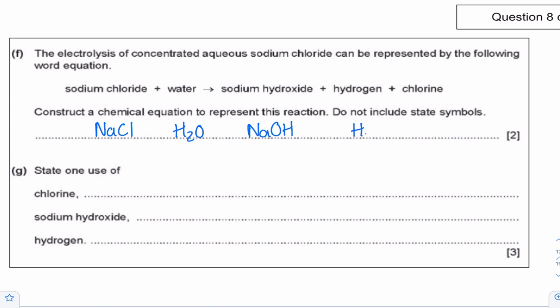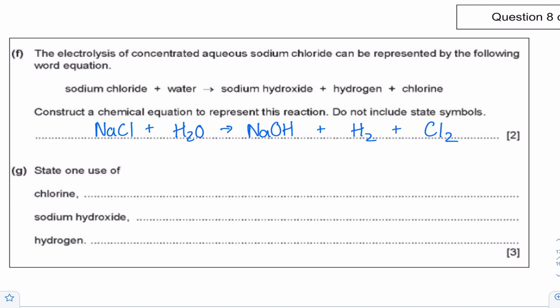Hydrogen always must be diatomic. Chlorine must, why did I write hydrogen twice? I don't know. Silly Mrs. Baker. Chlorine must always be diatomic. Let's put in our pluses and our arrows. Now let's balance our equation. So we get 1 mark for just writing the equation out.